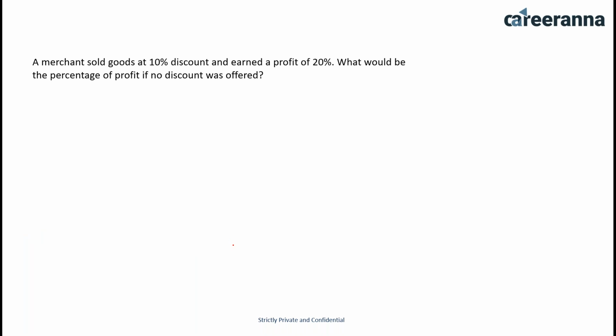So please try to solve this question. A merchant sold goods at 10% profit or discount and earned a profit of 20%. What would be the percentage of profit if no discount was offered? Please be very quick.